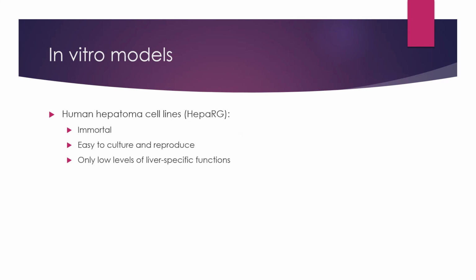Several human immortal cell lines were tested to see if they could be used as a model for liver toxicity. The best known and most commonly used is HepaRG, the human hepatoma cell line. They're really easy to culture and reproduce, which is a great advantage compared to primary hepatocytes. The problem with these types of cell lines is that they have a low level of liver-specific functions, and therefore what we gain in practicality we lose in accuracy. And for this reason, they have to be used carefully.